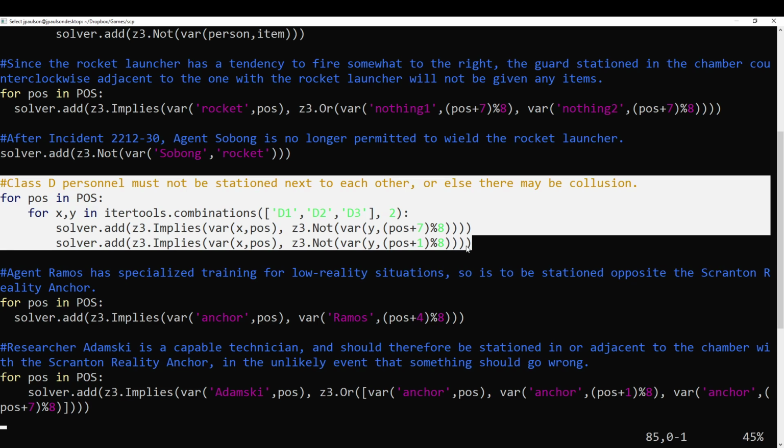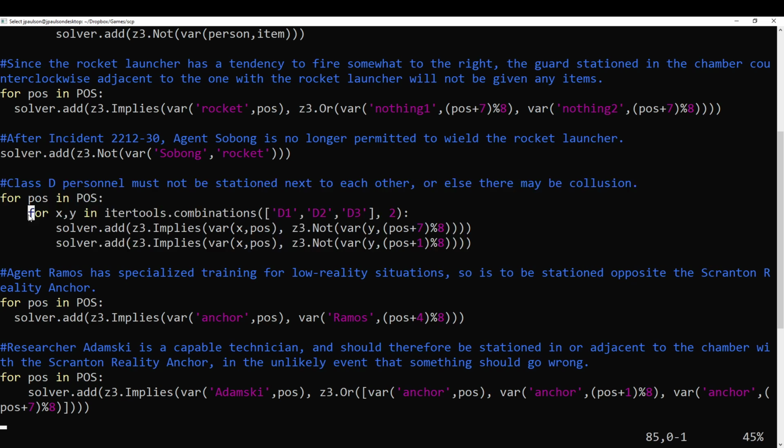Okay. Class D people cannot be standing next to each other. So for each place where someone could be, and for all of the pairs of class D people, if one of them is standing at some position, the other one cannot be standing before him. And if one of them is standing at some position, the other one cannot be standing after him. Right, and this is just all pairs, so this is like 3, D1, D2, D1, D3, and D2, D3.